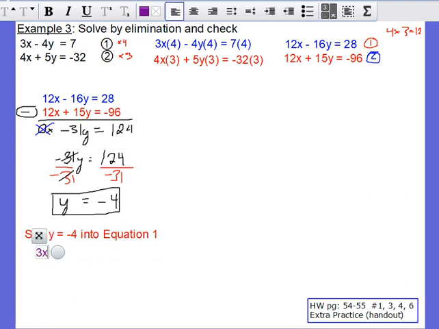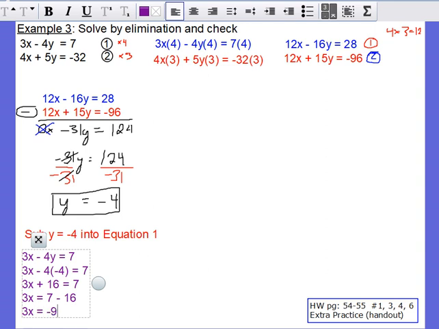So 3x minus 4y equals 7. And we're subbing in negative 4 for y. Good. So 3x plus 16 equals 7, because that's negative 4 times negative 4. And then we're going to bring that 16 to the other side. 7 minus 16. Let me go to my calculator here. 7 minus 16. Okay, so we got 3x equals negative 9.